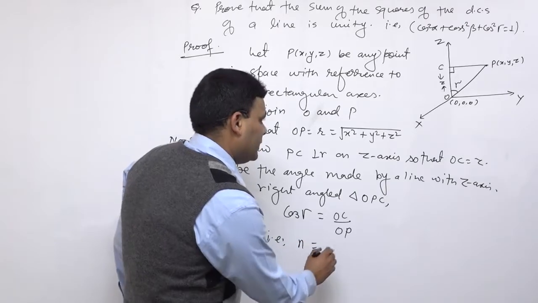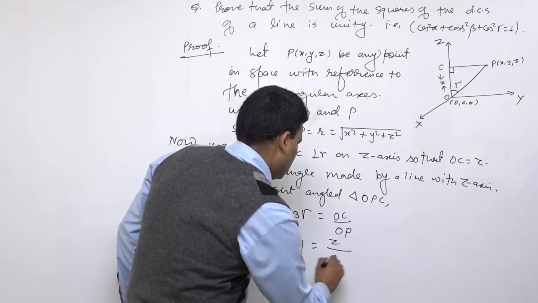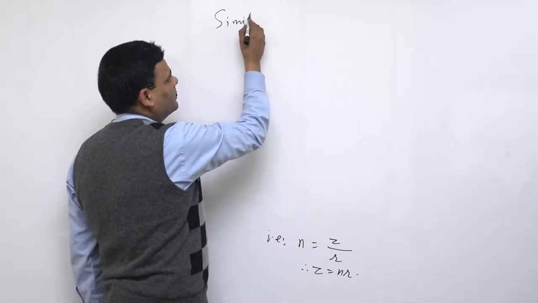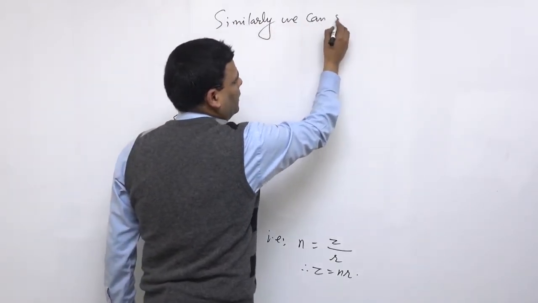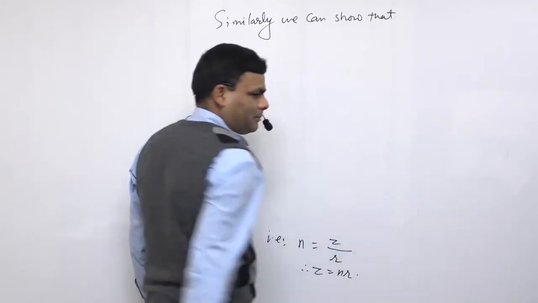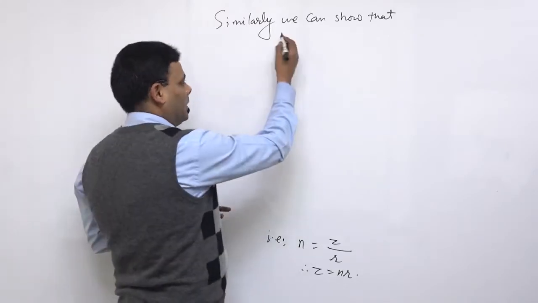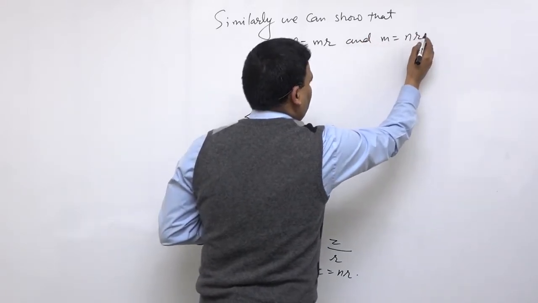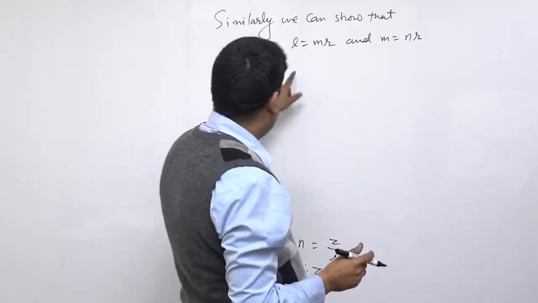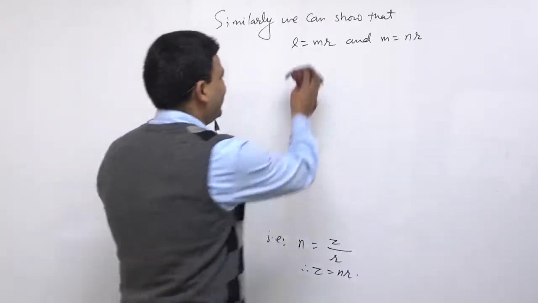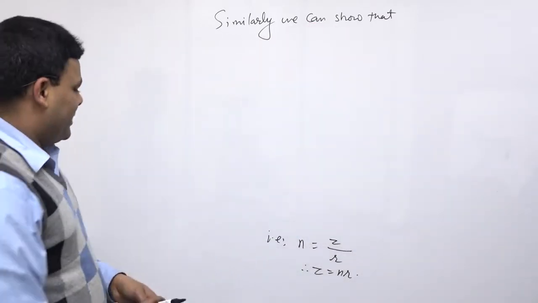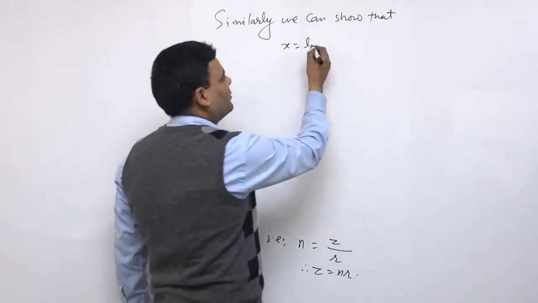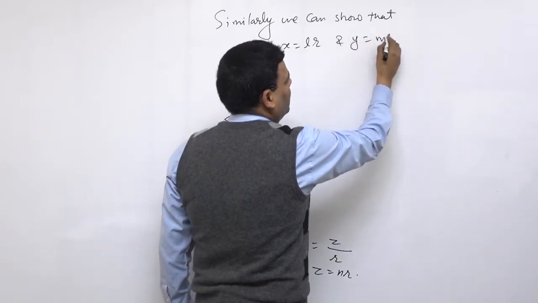Cos gamma is n here, OC is z and OP is r. Therefore z equals nr. Similarly we can show that l equals to mr and m equals to... Similarly, we can show that x equals LR and y equals MR.